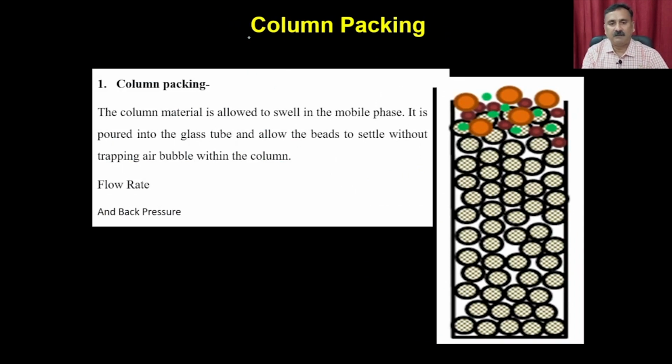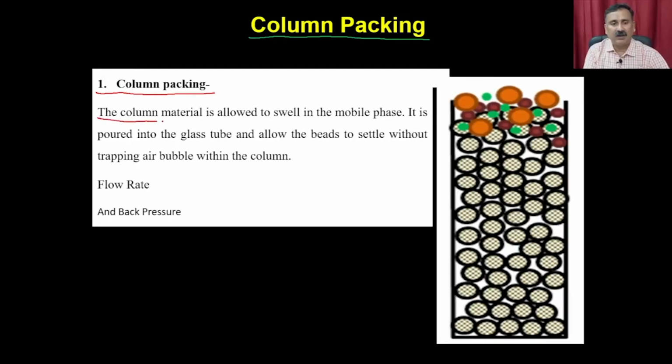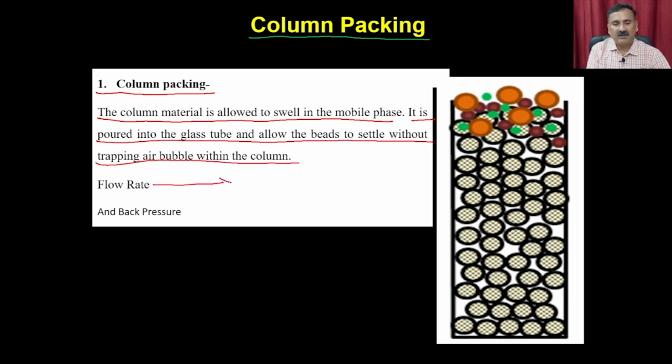Now, if I have to run a gel filtration chromatography, I have to pack the column, right? Column packing is where you have to take a lot of precautions. First, you have to prepare the column material. You are going to take the powder and dissolve it into the buffer of your choice where you are planning to pack the column. Then the column material is allowed to swell in the mobile phase. It is poured into the glass tube and the beads are allowed to settle without trapping air bubbles within the column. You have to always consider two parameters. One is the flow rate at which you are going to pack the column.